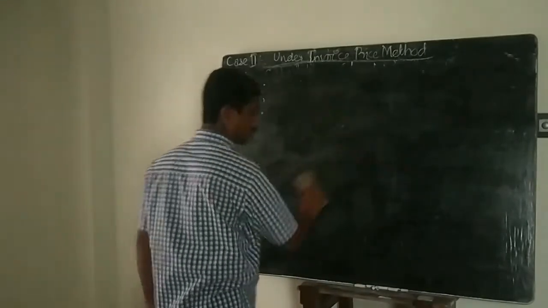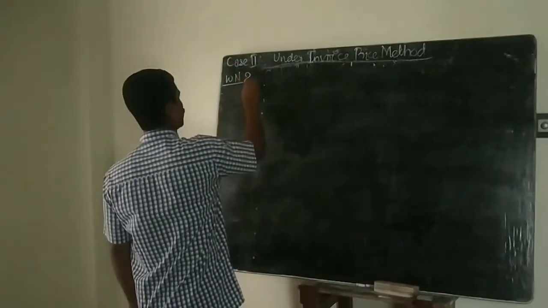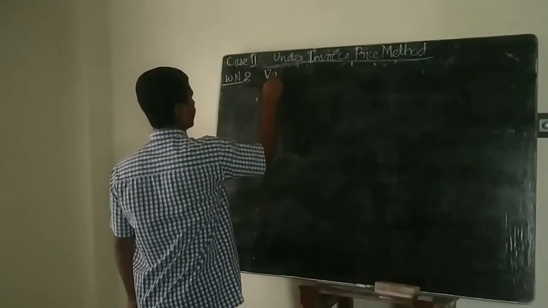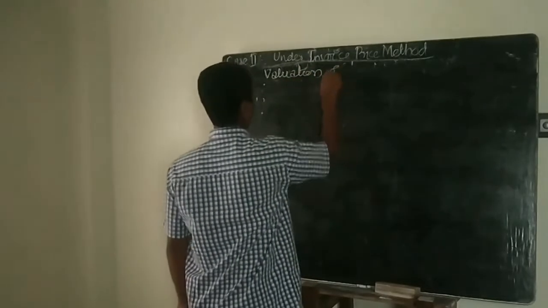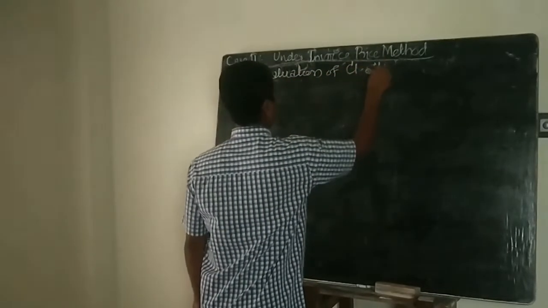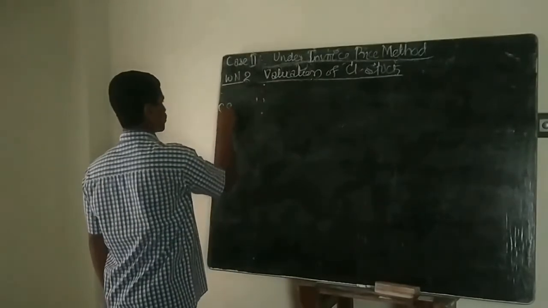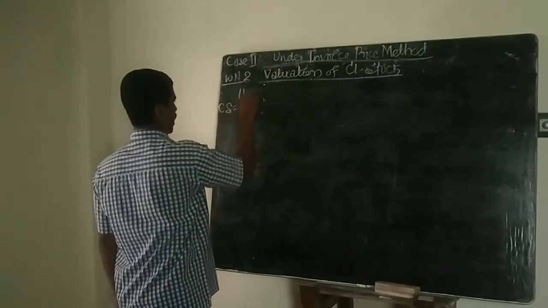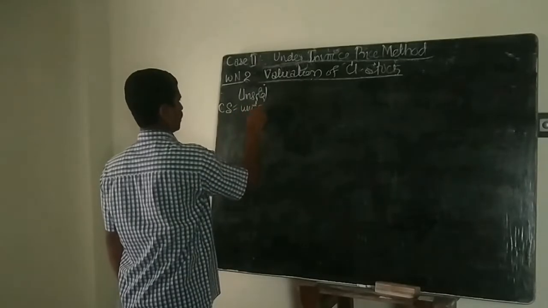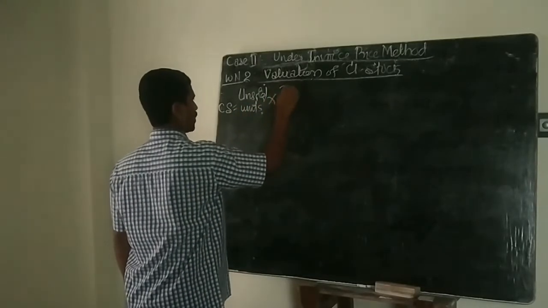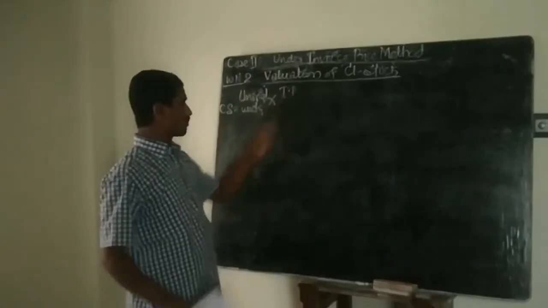So I will not repeat the calculation of abnormal loss because it remains the same here. Working note 2, valuation of closing stock or consignment stock. Consignment stock equals unsold units into IP. Now we are following the invoice price, so therefore we should take IP here.